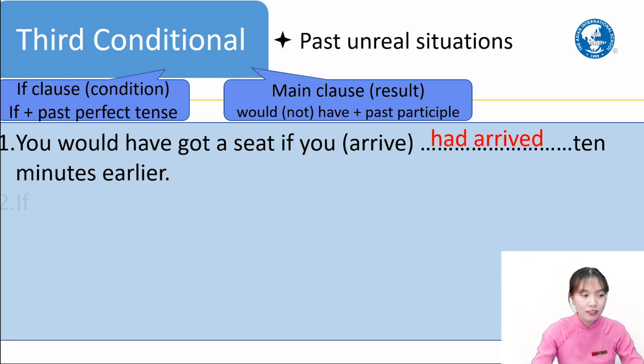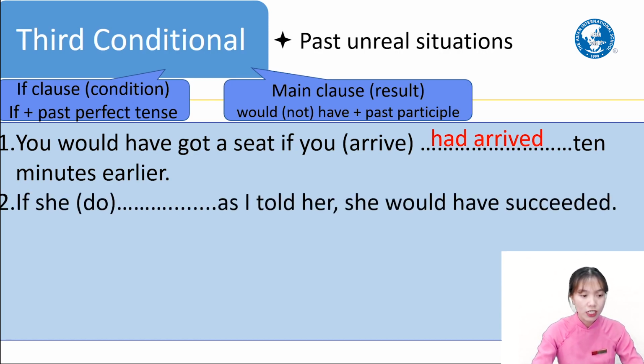The next sentence, if she blank as I told her, she would have succeeded. In the if clause, the main verb should be in the past perfect tense. So the correct verb form here is had done. If she had done as I told her, she would have succeeded.